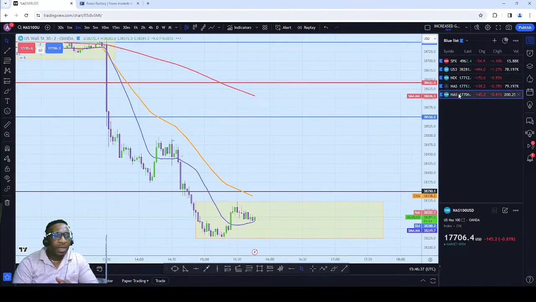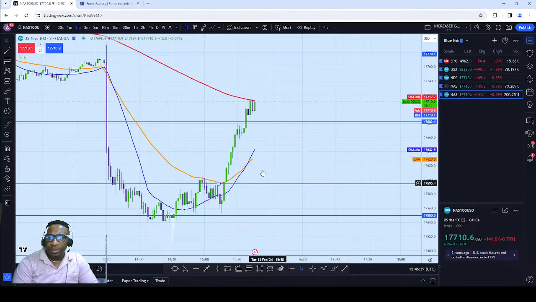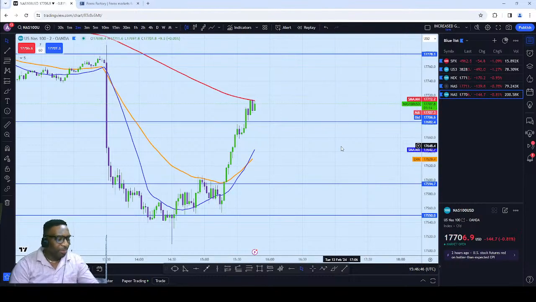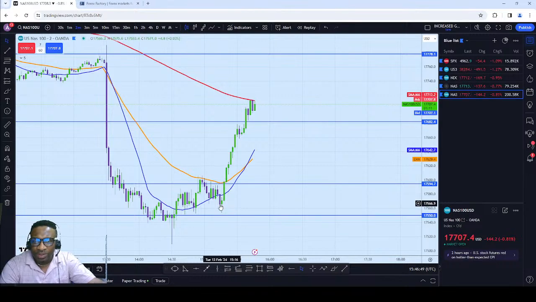Alright, let's look at NAS. Okay, so NAS is here. If it's still going up, we really missed this out. It's quite a nice, smooth move up that we could have taken advantage of at this point. Our stop loss goes somewhere here.